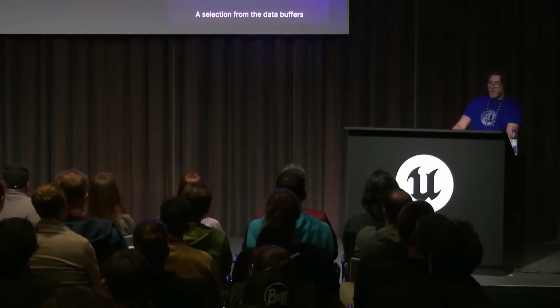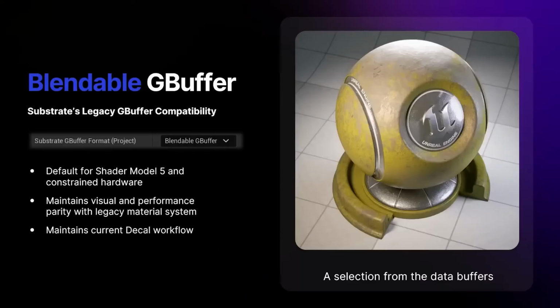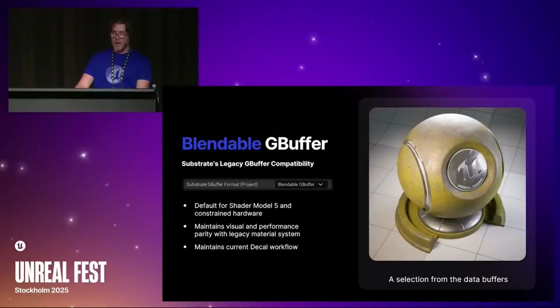Using the blendable G-buffer still benefits from the baseline Substrate improvements, but it doesn't support the full system behavior. This makes it a safe and low-risk compatibility layer, ideal for teams who want to gradually adopt Substrate without touching every material. So in short, Substrate materials scale across hardware, but their capabilities depend on the G-buffer mode in use. If you're on an SM6-capable platform, you can get everything that Substrate offers. But if you're on a lower end or legacy target, you still benefit from some of Substrate's core improvements, but within a simplified model.